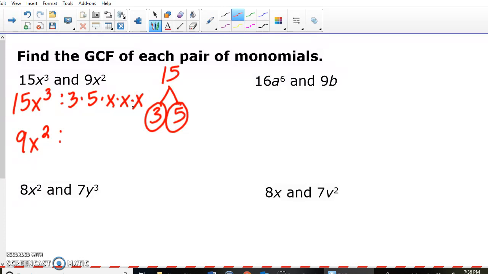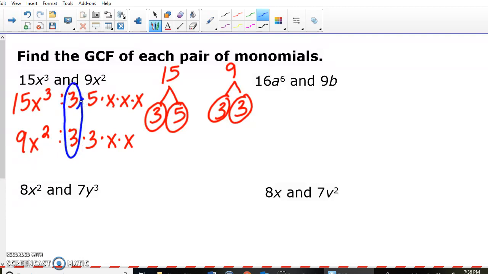Okay, and then I'm going to do the same thing with 9. I'm going to do my factor tree of 9. And I know that the prime numbers that multiply to give me 9 are 3 times 3. And then I've got x squared, so I've got 2 x's. Okay, and then my next step then is I'm going to circle what they have in common. So here I see that they've got a 3, and they've got 2 x's in common.